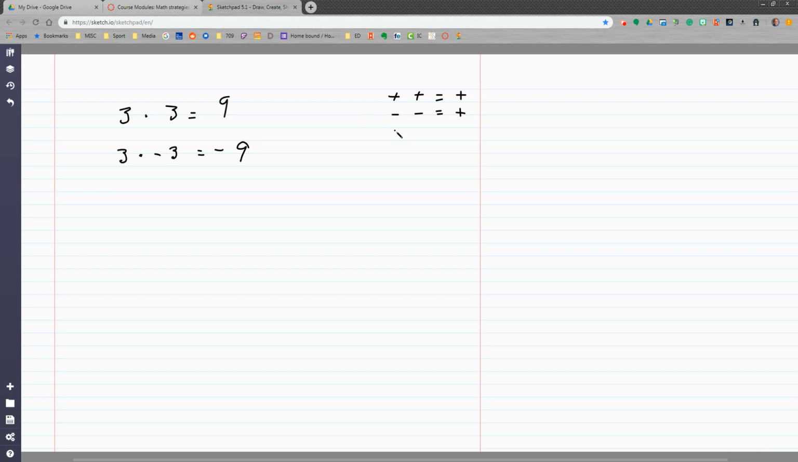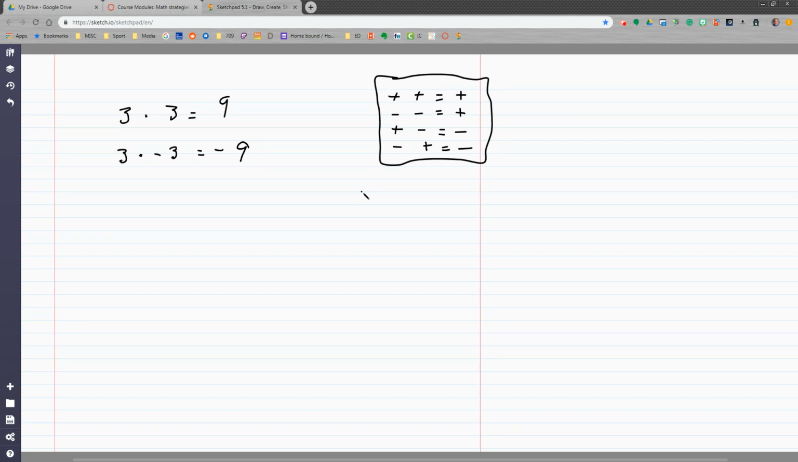But now if they're mixed, right, so if you have a positive and a negative, or a negative and a positive, your answers are going to be negative. I know it might be a little bit hard to read, but this little cheat sheet will help you out a lot when you do multiplication of integers. When you do division of integers, it all works the same.